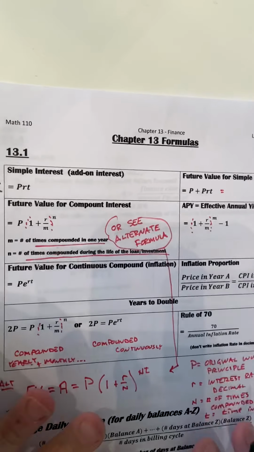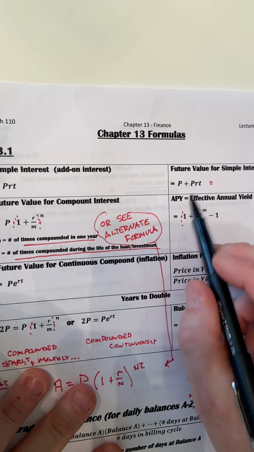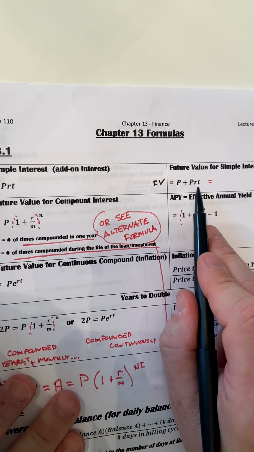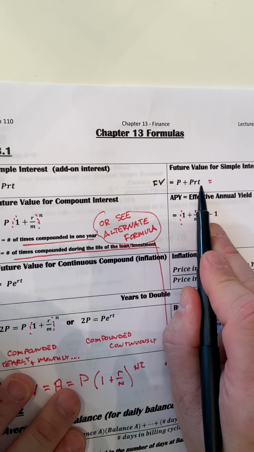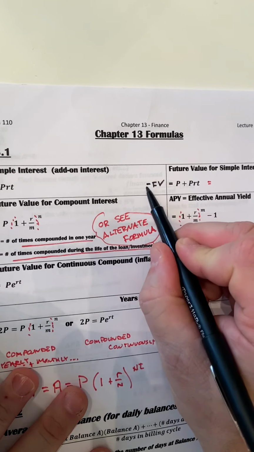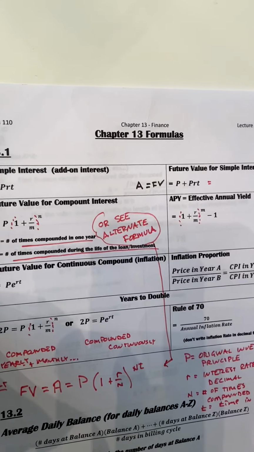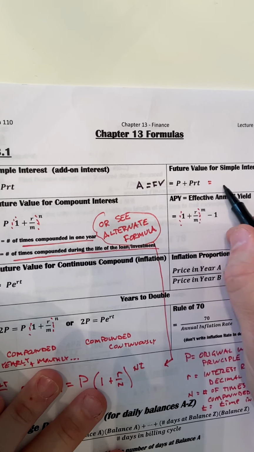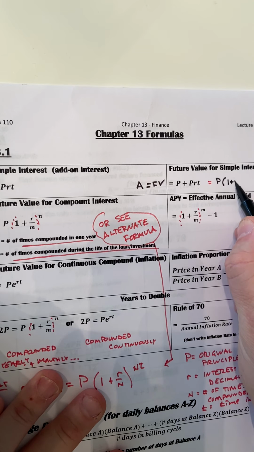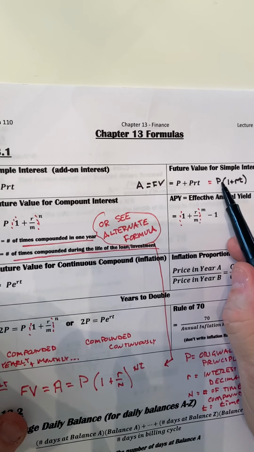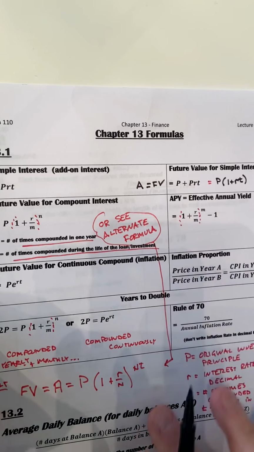1/2 of a year. The future value for simple interest is how much my account is going to be worth after T years. You get the interest payment and you add the original investment that you had. Some books will take this formula and factor out the principal, and then it looks like this. Some students think that computation's easier, so they like that instead. If you distribute that big P, you get the same thing.